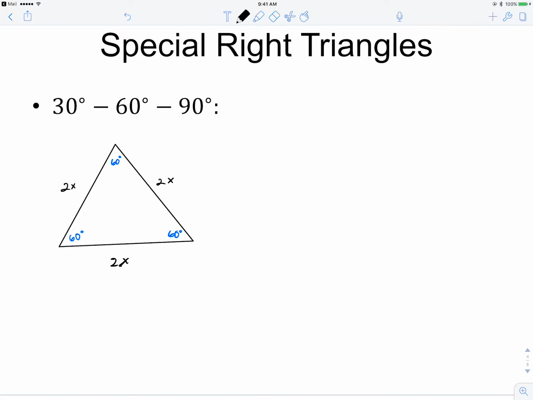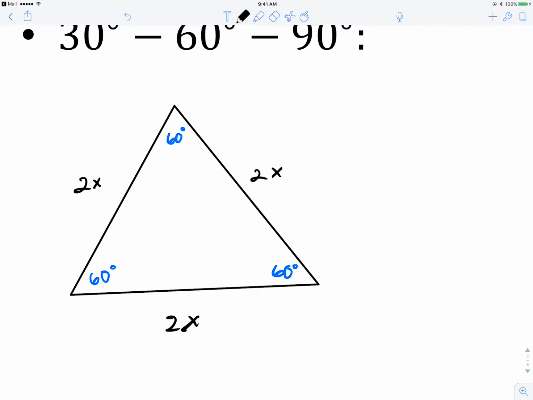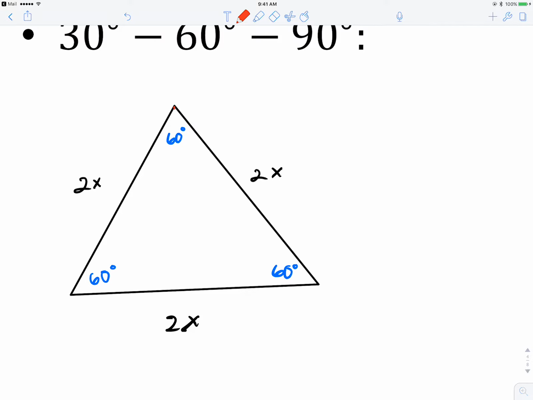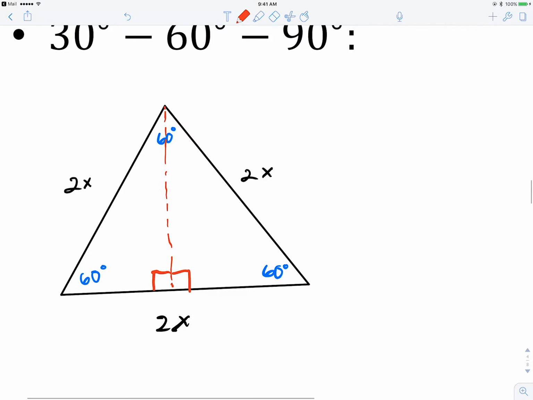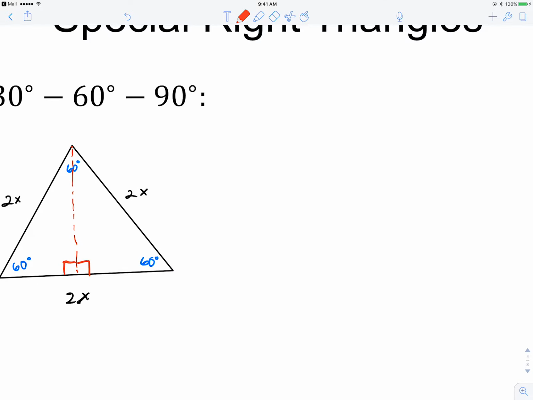So I'm deriving the side lengths of the 30-60-90 triangle. Now I'm going to drop a perpendicular bisector to create two right triangles, and I'm just going to redraw one of those right triangles.